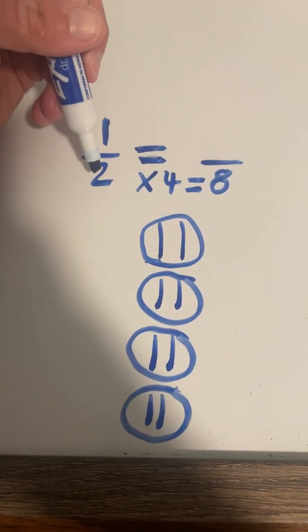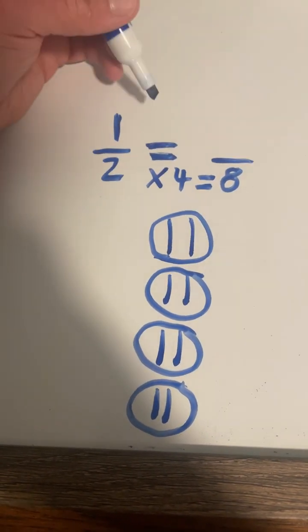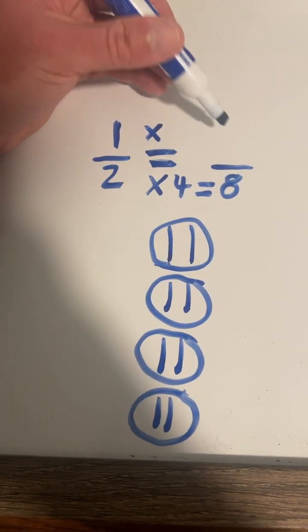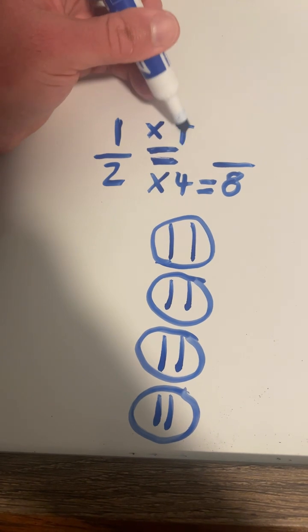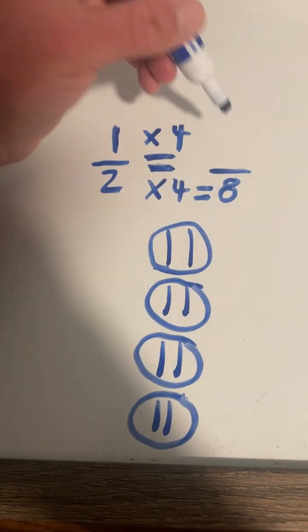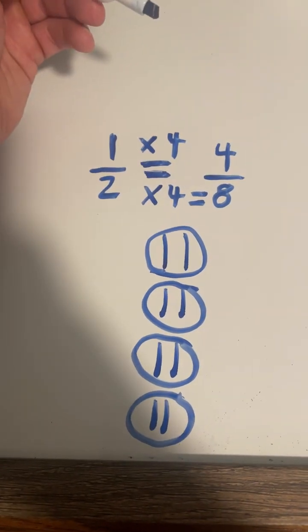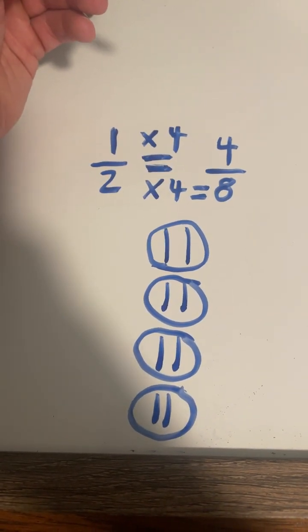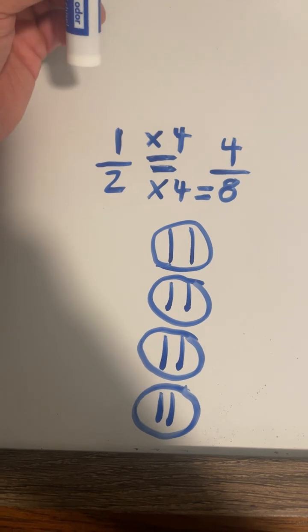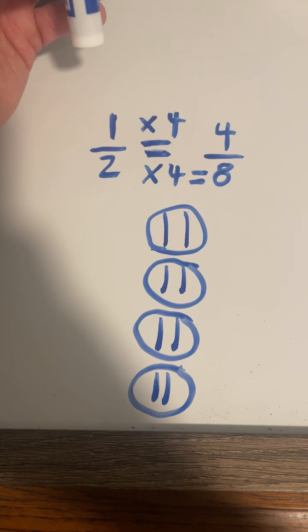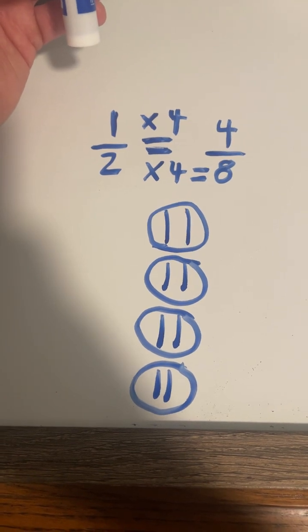And what we multiply the denominator by, we have to multiply the numerator by. So to figure out what the numerator would be in the equivalent fraction, we have to multiply 1 times 4. 1 times 4 equals 4. So we have our final answer, 1/2 equals 4/8.